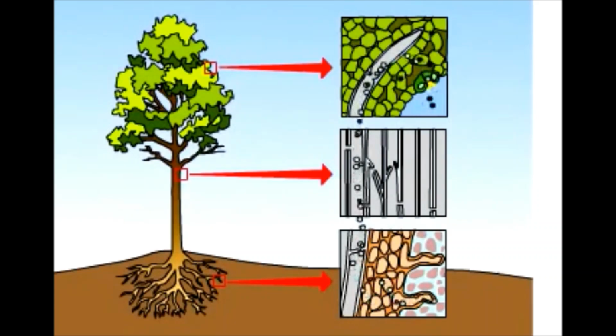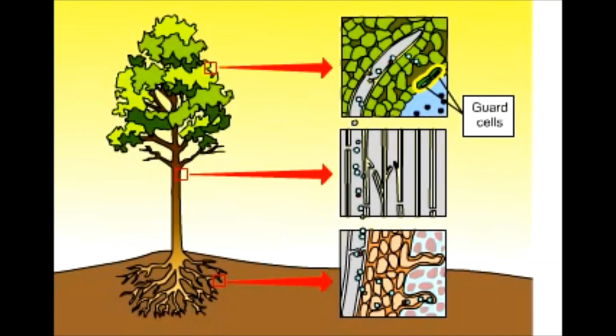This allows the plant to move water and minerals to the leaf, and the evaporation of water also functions to cool the plant. If hot, dry conditions require the plant to conserve water, guard cells close the stomata.